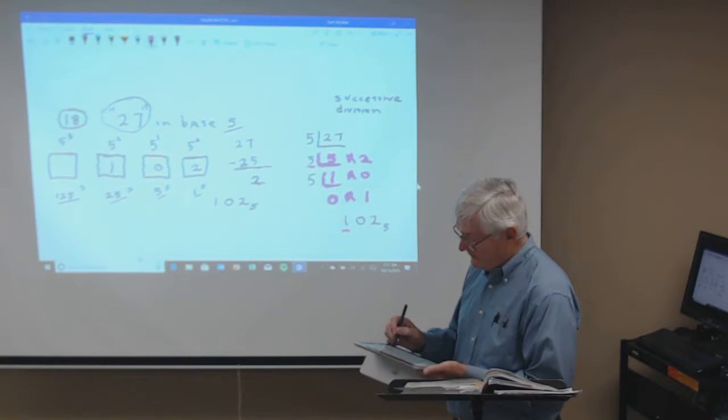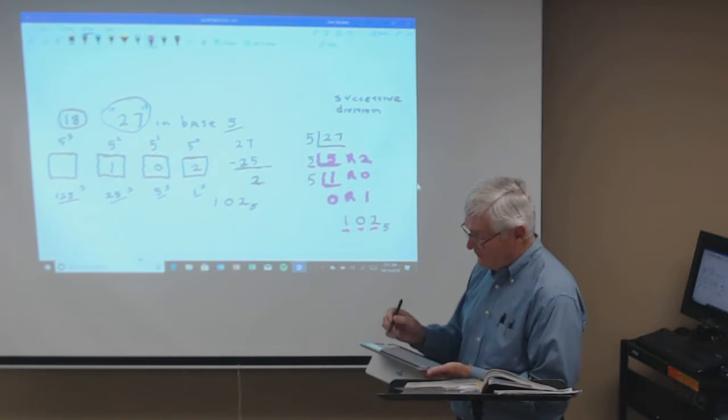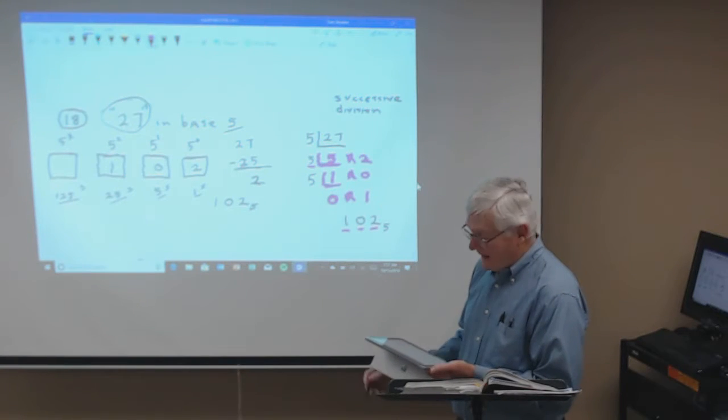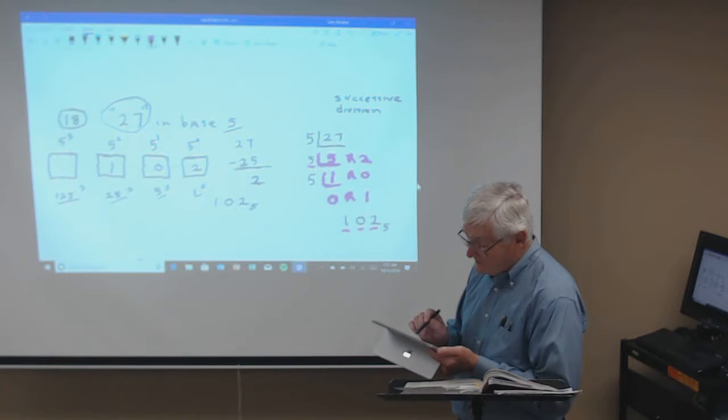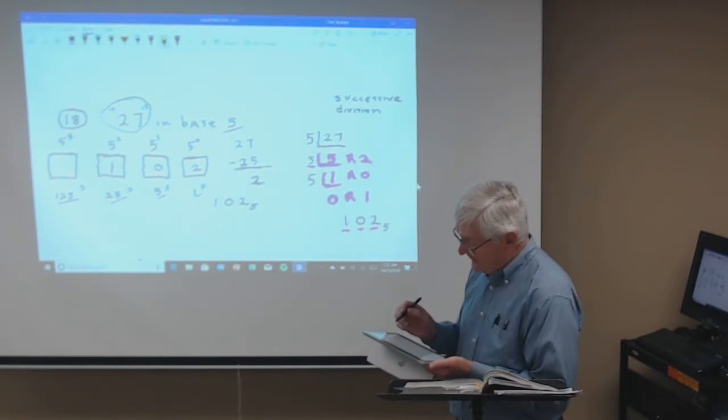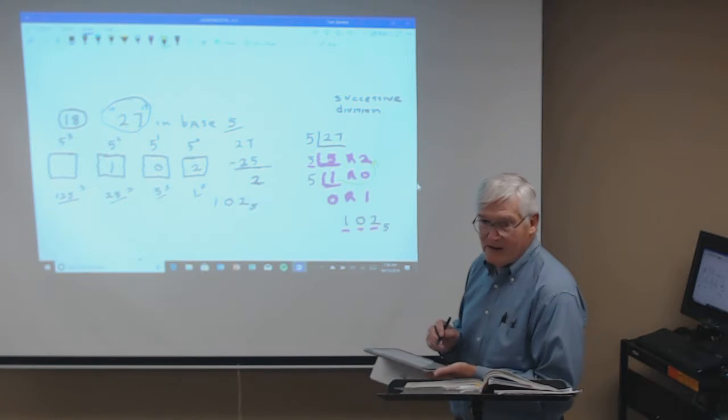1, 0, 2. Start from the bottom and read up. 1, 0, 2. Now I think in the book, they don't put this last step in here. They have you go like 1, 0, 2. They just have you read up like that.